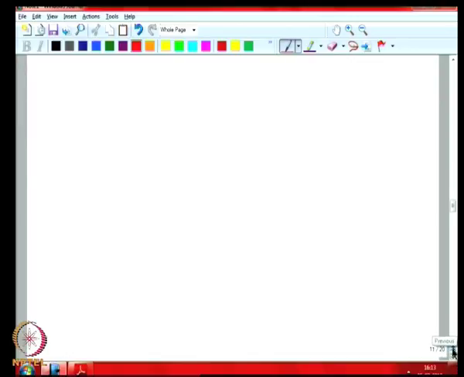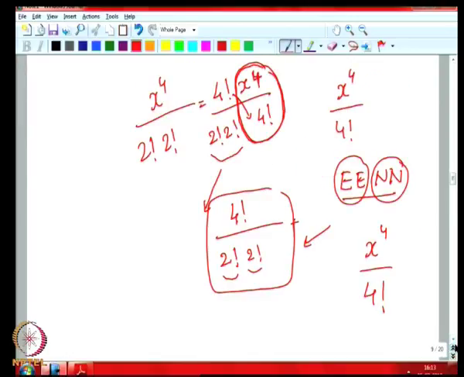So, therefore, in the exponential generating function f of x, the coefficient of x raised to 4 by 4 factorial will turn out to be the number of ways of first selecting 4 letters and then permuting them. How many ways can you permute after selecting 4 letters? Select any 4 letters and permute them, count the total orderings of some 4 letters selected from the 6 available letters. So, this is how the exponential generating function works, right.